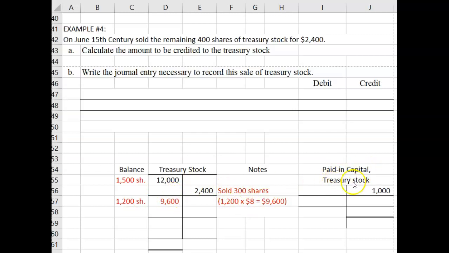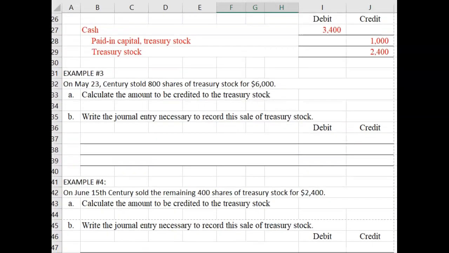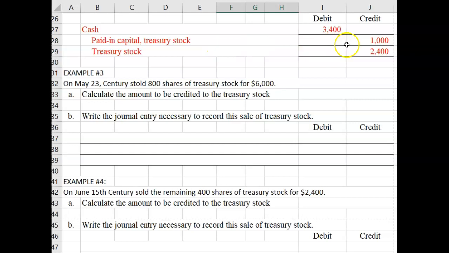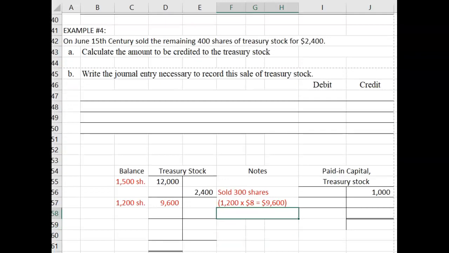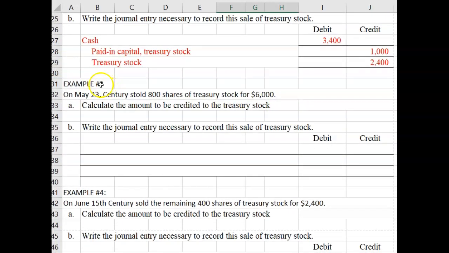In the paid-in capital account, this $1,000 credit came from that last journal entry we wrote: credit paid-in capital treasury stock $1,000. So I've got my T accounts following along with where we're at in this problem. Let's move on and do the next transaction.